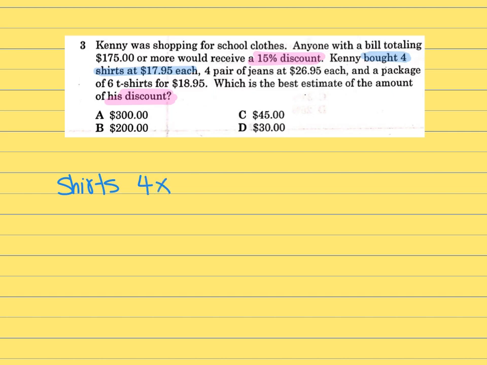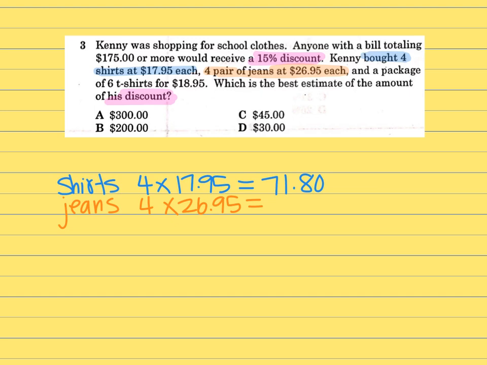So shirts, 4 of them, and I'm going to multiply that. 4 times $17.95 is $71.80. So you can type that in your calculator, guys. The next thing he bought was 4 pairs of jeans at $26.95 each. Since it said each, I need to multiply for the jeans. Also 4 jeans at $26.95 each. Type that in your calculator.